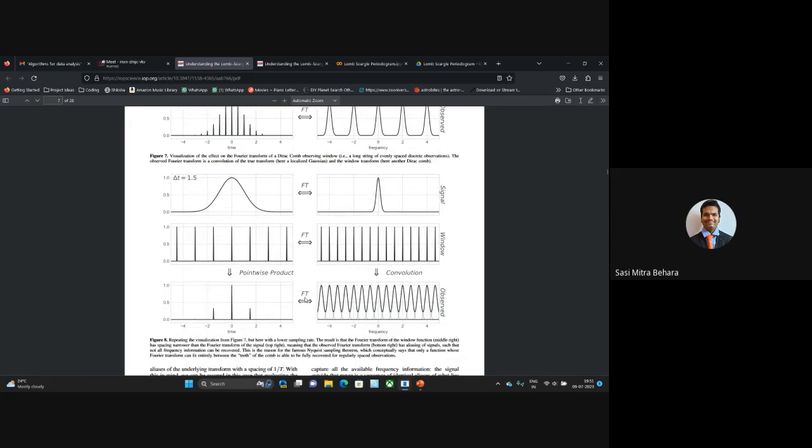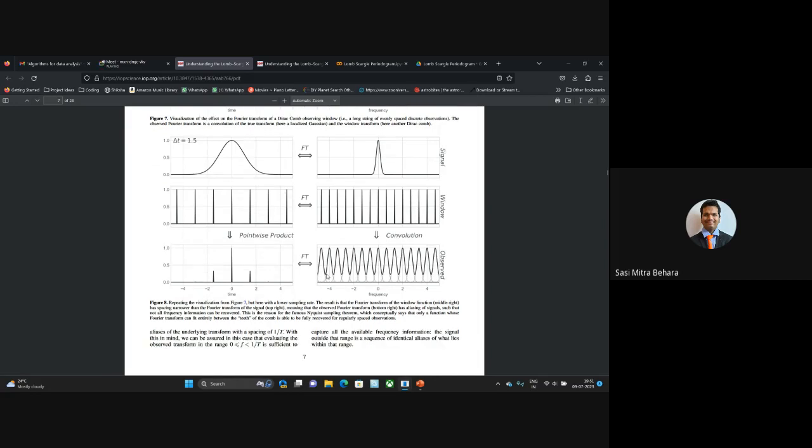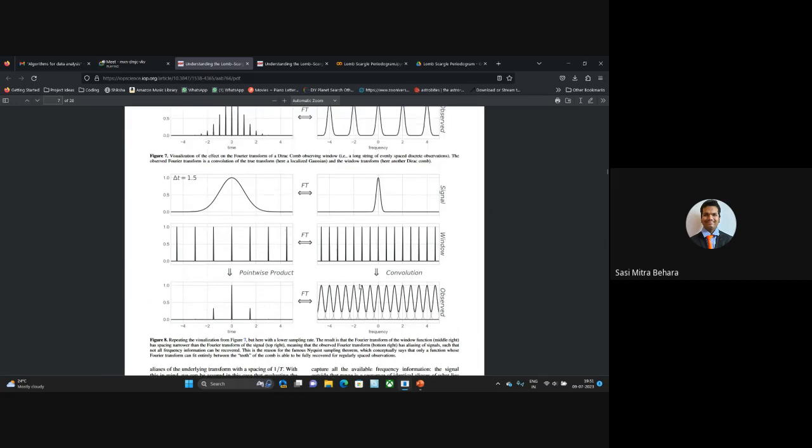Now, at the Nyquist limit, you can see that the Gaussian from each observation is going to start overlapping with the next one. So essentially, it makes no sense to look at frequencies that are greater than f0/2.